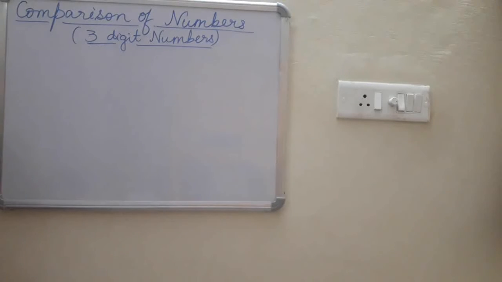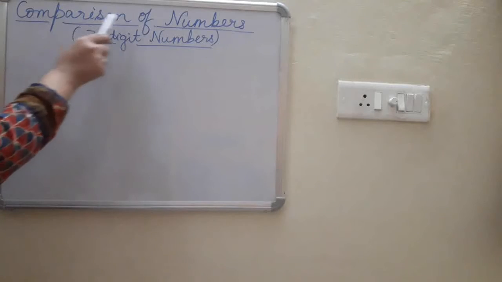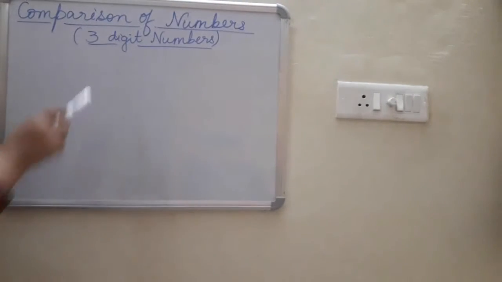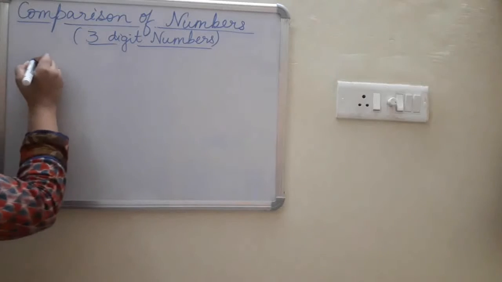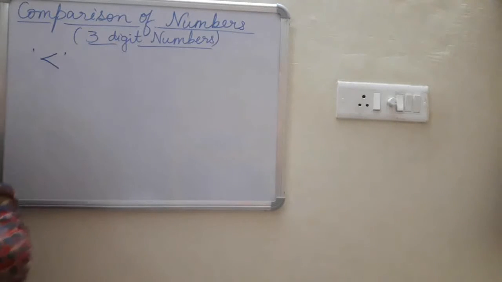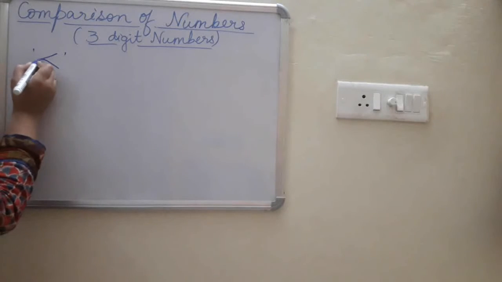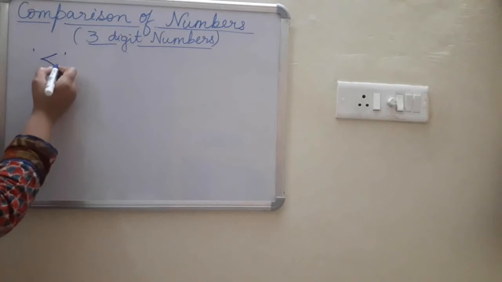Hello children, today we are going to begin with a new topic in maths, that is comparison of numbers. So today we will learn how to compare 3-digit numbers. Okay children? So you all know that this symbol is used to compare two numbers. This is a closed end and this is the open end.